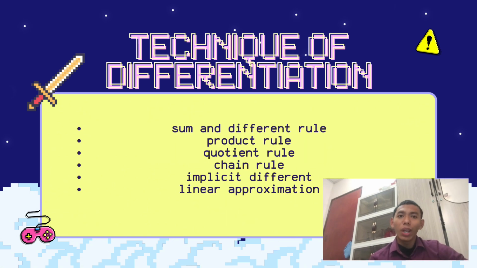And then for the techniques of differentiation, we have 6 techniques. The first technique is the sum and difference rule, the second is the product rule, the third is the quotient rule, the fourth is the chain rule, the fifth is implicit differentiation, and the sixth is linear approximation.